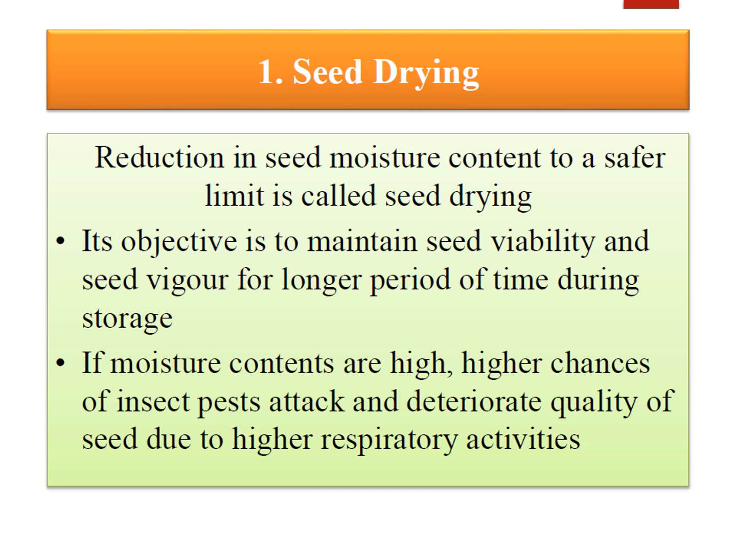Seed drying. Reduction in seed moisture content to a safer limit is called seed drying. Its objective is to maintain seed viability and seed vigor for a longer period of time during storage. If moisture content is high, there are higher chances of insect pest attack and deterioration of seed quality due to higher respiratory activities.